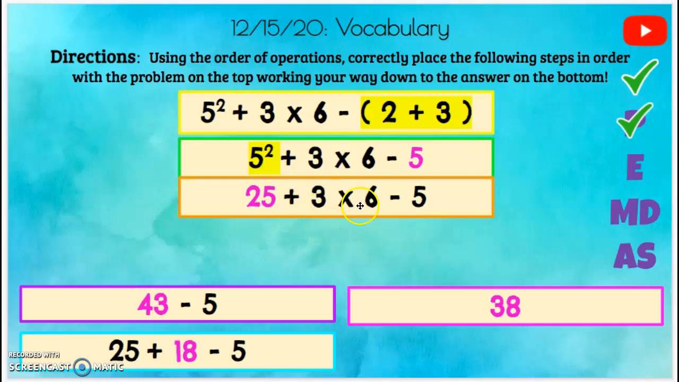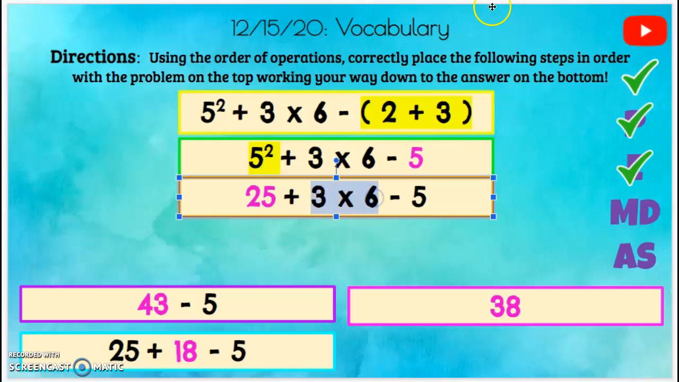Perfect. All right, so we have that 25, and then we brought down plus 3 times 6 minus 5. Do we have any more exponents? No, we do not. So I'm going to check that. How about multiplication and or division? Yeah, we have multiplication, and how do we go about that? Left to right, like you're reading a book.